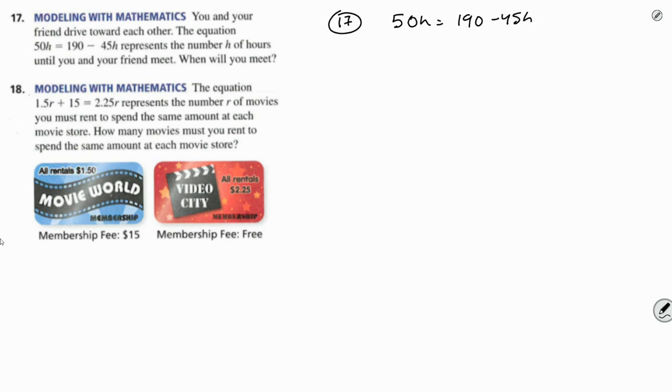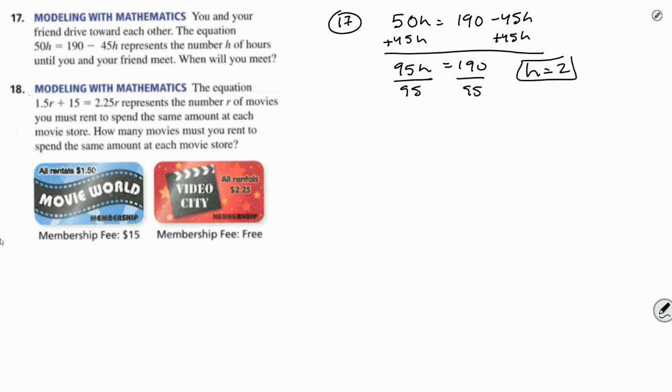I notice that there are variables on both sides, so I'm going to move all to one side. This time I've just chosen it to be the left side. So if I divide both sides, do an inverse operation, I get h equals 2. The second problem I feel would be a lot better problem if they wouldn't have done all the work for you. This is more than enough information, but instead they go ahead and write out the equation for you.